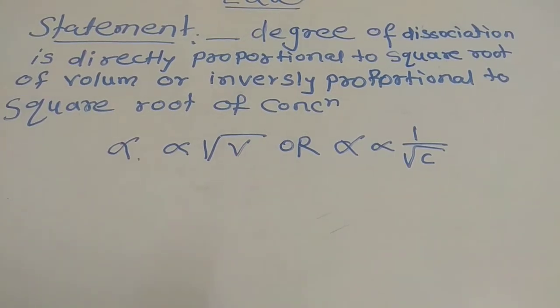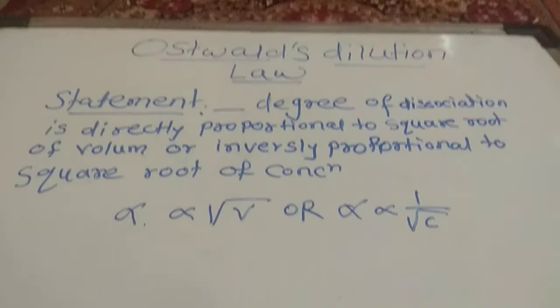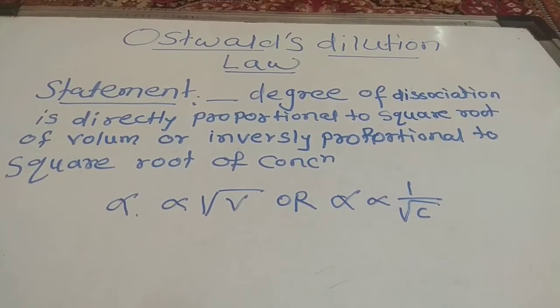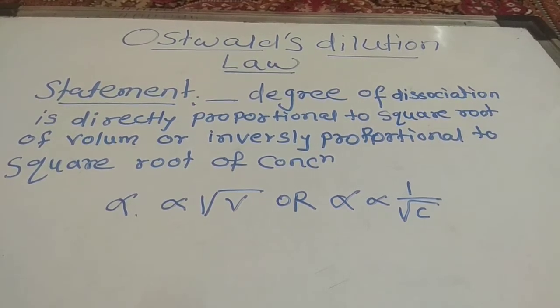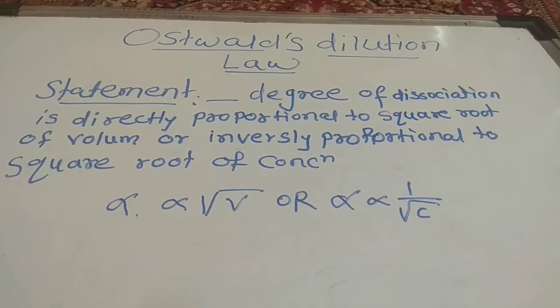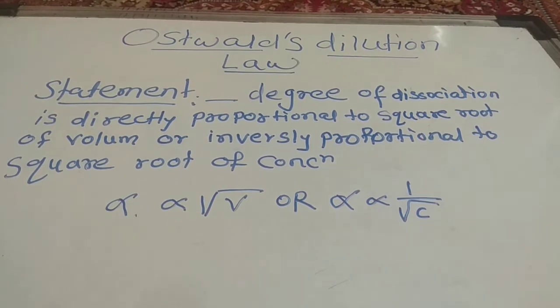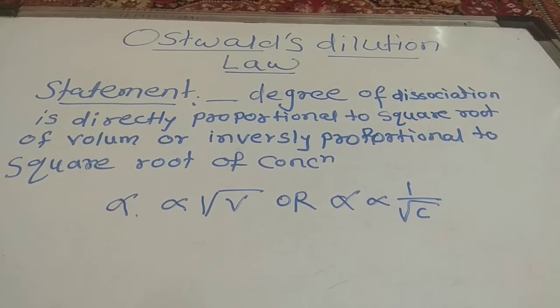Today we will discuss Ostwald's dilution law. Ostwald's dilution law is the relationship between degree of dissociation and volume or concentration. In the last video we had seen what is meant by degree of dissociation. It is the fraction of total number of moles dissociated at equilibrium. So, the relationship between degree of dissociation and square root of concentration.